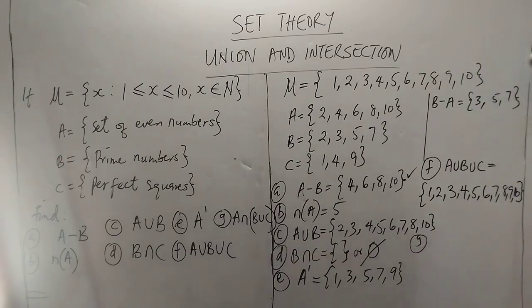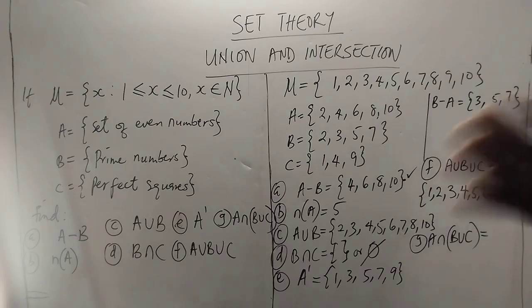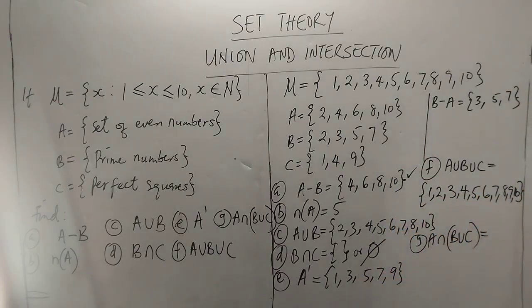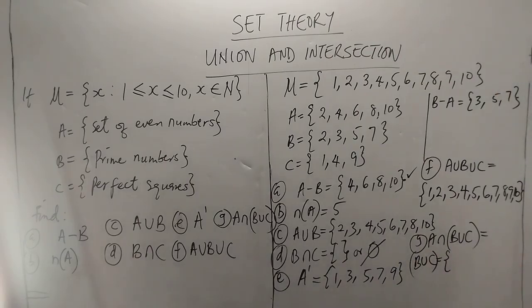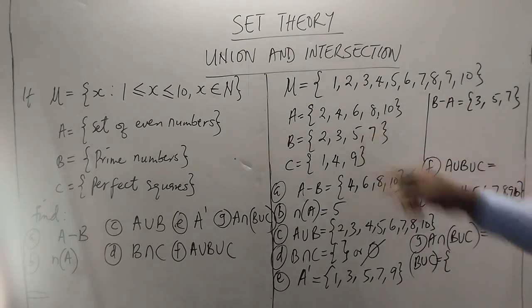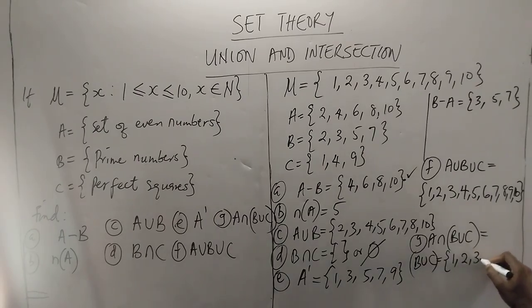Now for the last question, G says A intersect this bracket, which is B union C. When you have a question that has a bracket, the knowledge of BODMAS will tell you that you always handle the bracket first. Once you have a bracket in any mathematical expression or equation, always handle brackets first. Now, we are going to handle this bracket. The bracket says B union C. And what is B union C? These two, bring them together, we'll have 1, 2, 3, 4, 5, 7, and 9. That is B union C.